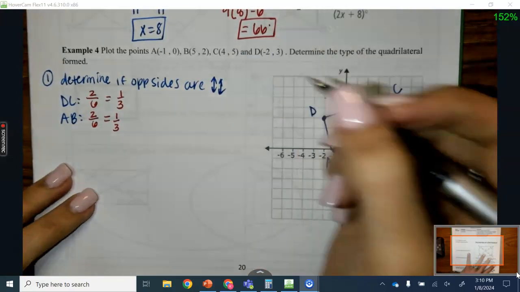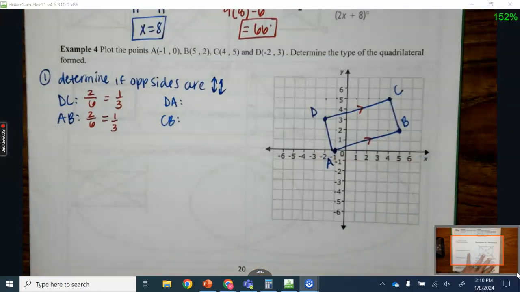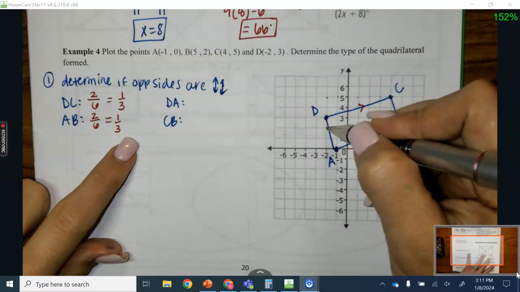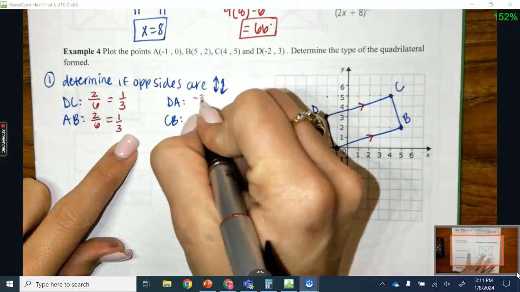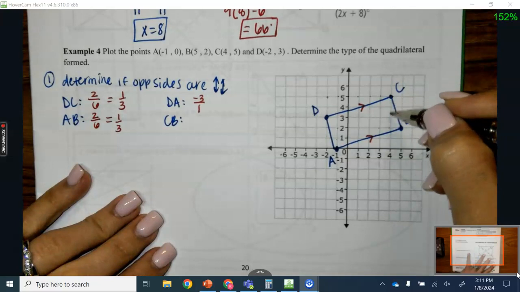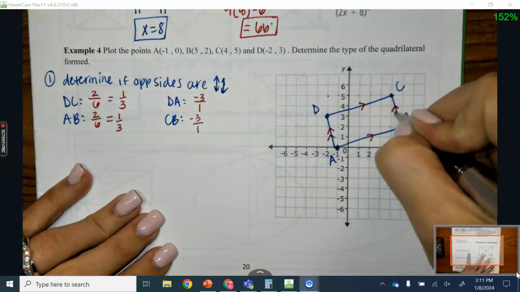Now I'm going to do the sides with AD, so DA and CB. Remember, the definition of a parallelogram is that both sets of opposite sides are parallel, right? That's all we need to prove if a quadrilateral is a parallelogram. So if I go from D to A, that's down 3, to the right 1. So -3 over 1. If I go from C to B, 1, 2, 3 down, right 1. So -3 over 1. So these two sides are also parallel, right?